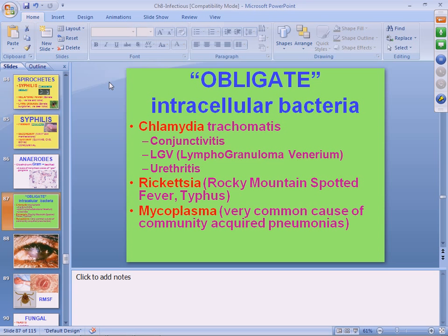In the family of the rickettsial organisms, which are also obligate intracellular bacteria, we have the causative agent of Rocky Mountain spotted fever and typhus, and mycoplasma as a very common cause of community-acquired pneumonias.